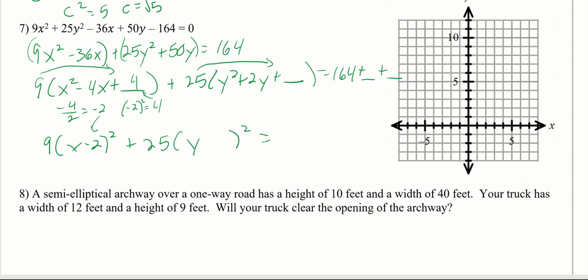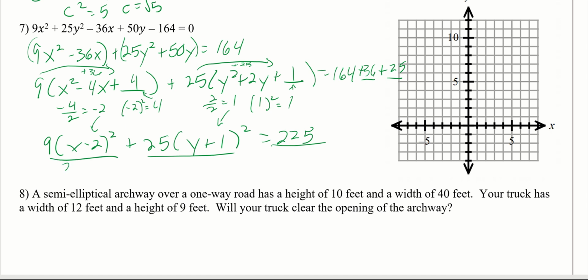And now what I really added, unfortunately, I didn't just add the 4. I added 9 times 4, so I added 36. So if I added 36 on the left, I need to add 36 over here. Same process here, 2 divided by 2, so b divided by 2, which is 1. That's a positive 1. I square it. 1 right there. 1 times 25 is, I actually added 25, so I need to add 25 over here. So if I add those all together, I end up with 225. Cool. Now get it in standard form. Divide by 25, 225.